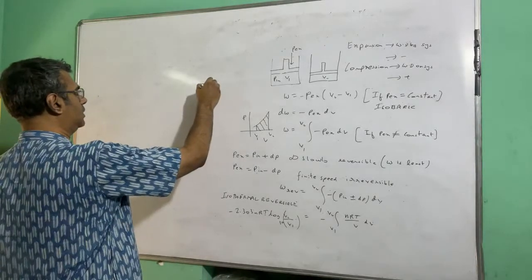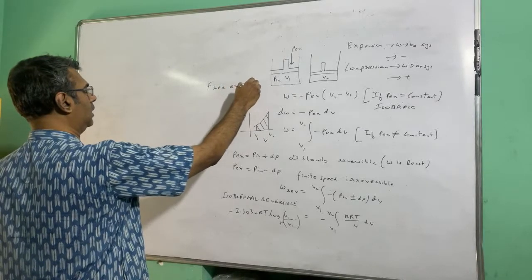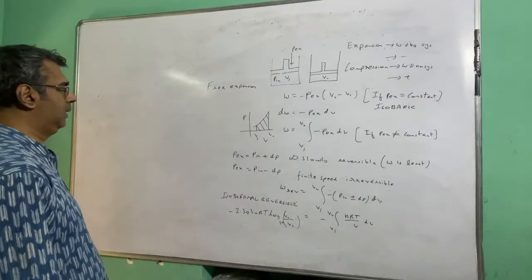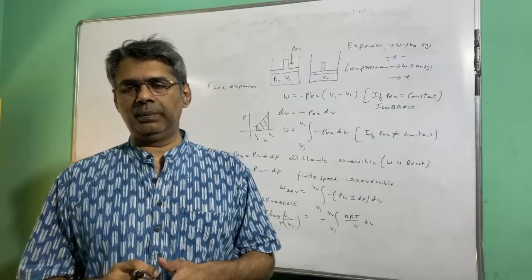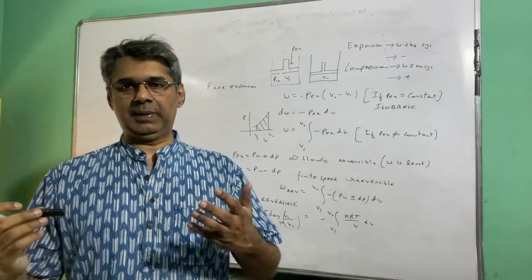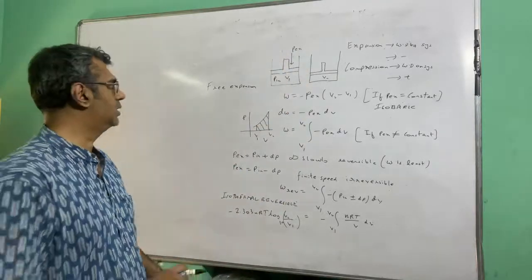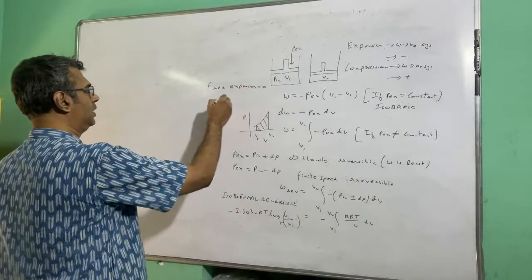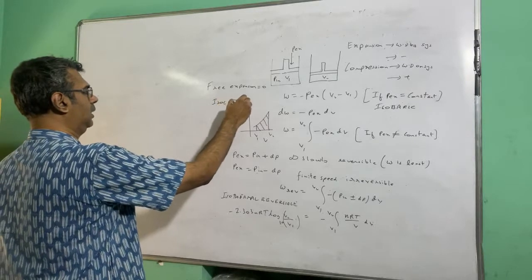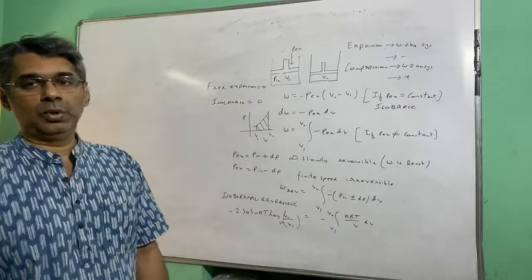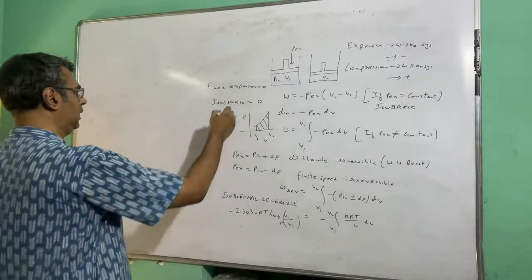So, if work is done against free expansion, that means the system is expanding against vacuum. Suppose there is a free expansion, the system is expanding, but over here there is vacuum. So PEX is 0. So for free expansion, the work done will be 0 because PEX is 0. Secondly, isochoric means there is no change in volume, so the work done will again be 0.